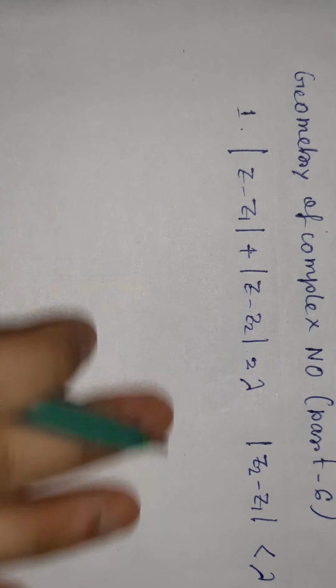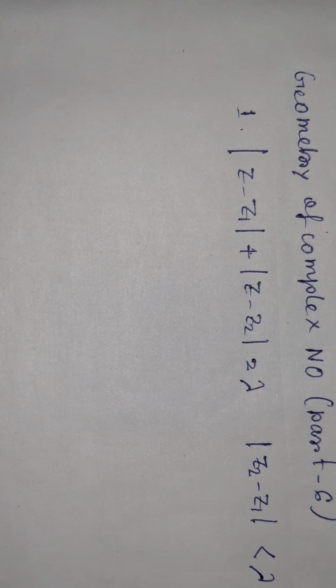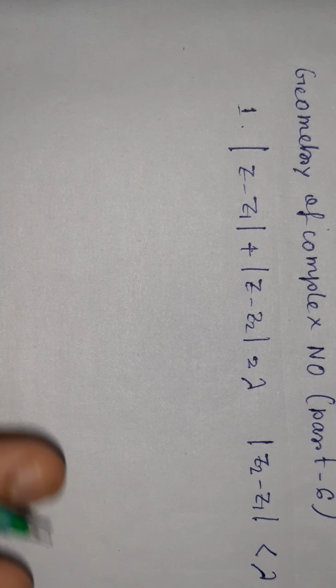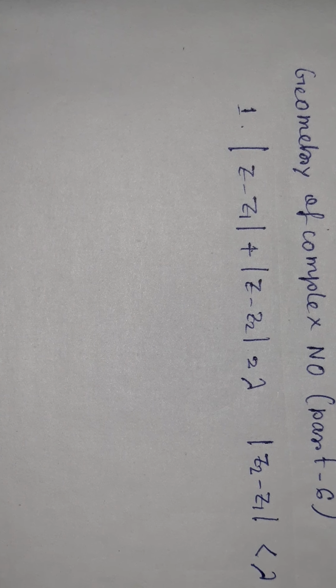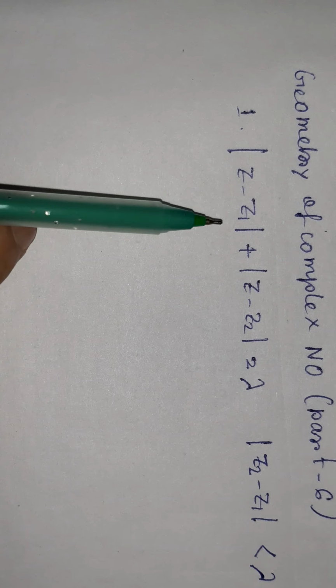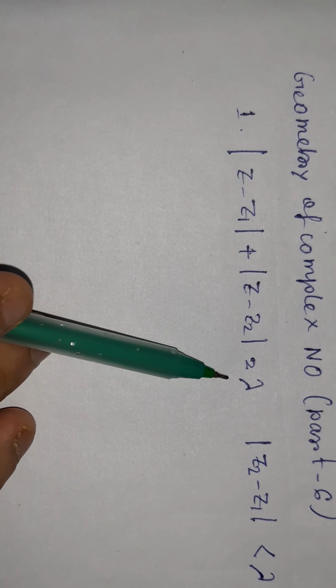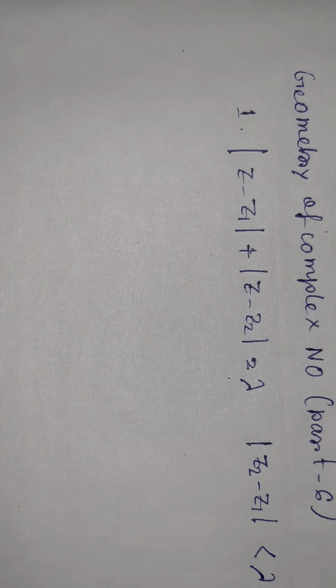So why is this true? I will prove this in a geometric fashion. You have to know what z1, z2 and lambda actually mean. z1 and z2 are nothing but the foci of the ellipse, and lambda is nothing but the length of the major axis of the ellipse.